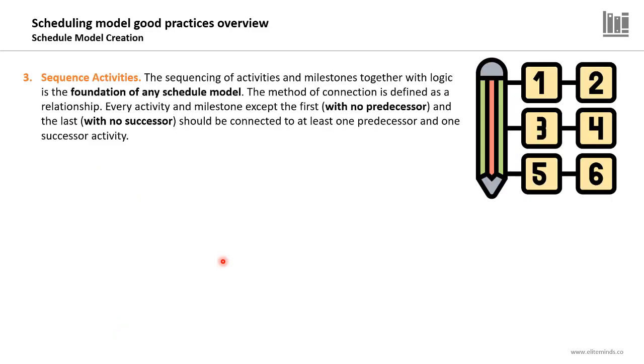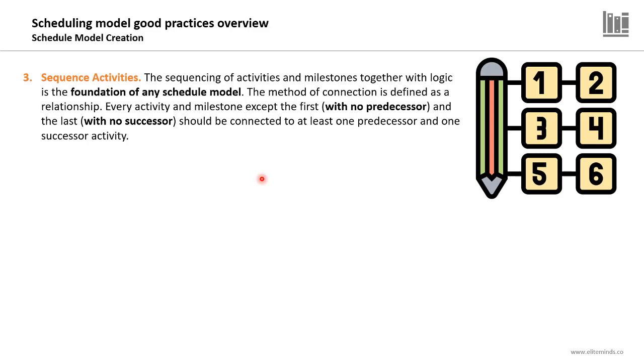Now, the third step of the schedule model creation is sequencing the project activities. The sequencing of activities and milestones together with logic is the foundation of any schedule model. So after defining the project milestones and project activities, it's very important to link these activities with at least one predecessor activity and one successor activity or milestone. This is the foundation of any well-defined or well-developed schedule model. The method of connection is defined as a relationship between 2 activities.